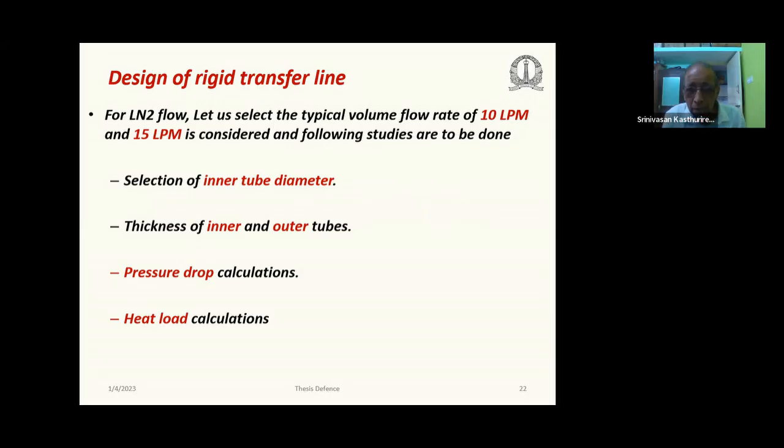That's the volume flow rate that's going to go through the pipeline. So what we will do is, for that, what is the selection of the inner tube diameter? What should be its thickness? What are the pressure drops? What is the heat load that is coming in? All these things have to be estimated. So these are the various things that need to be estimated if you are going to design a rigid transfer line.